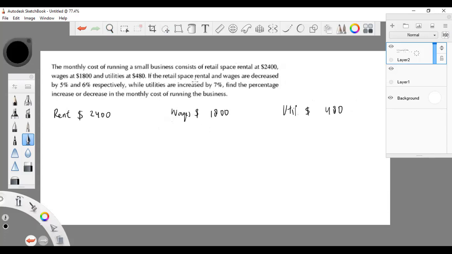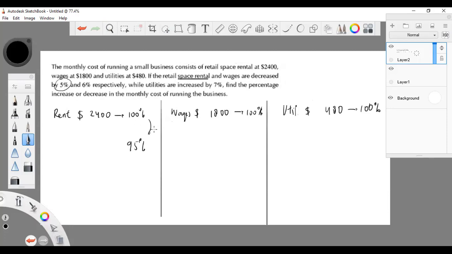If space rental and wages decreased, this is as always 100%, the real one, the original, and this has to be always 100%, right? There are 3 major parts. I do it one by one. The space decreased by 5%, so what is the rest? 95%, right? Because you decrease by 5%. And decrease the wages by 6%, it becomes 100 minus 6, 94%. And the utilities increase by 7%, so 107. You add the numbers. Okay, and what is the answer?